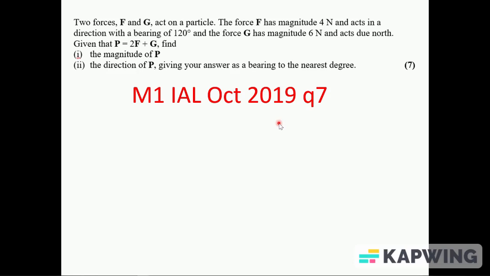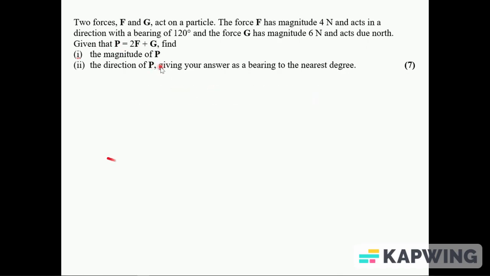M1 international paper, October 2019. Question 7 out of 8 on the paper, so they think it's quite hard anyway. Two forces, F and G, acting on the particle. F has magnitude 4 newtons, acting in the direction of bearing 120. Force G has magnitude 6 and acts due north. P is equal to 2F plus G. We've got to find the magnitude of that and the direction.